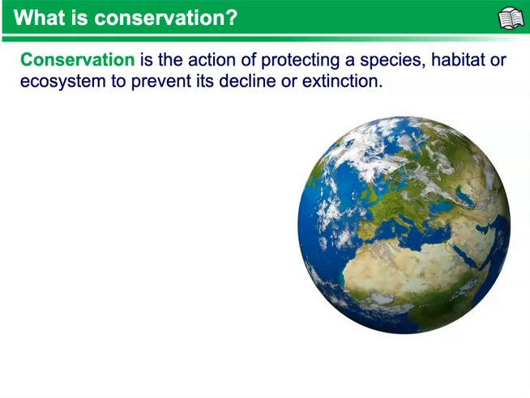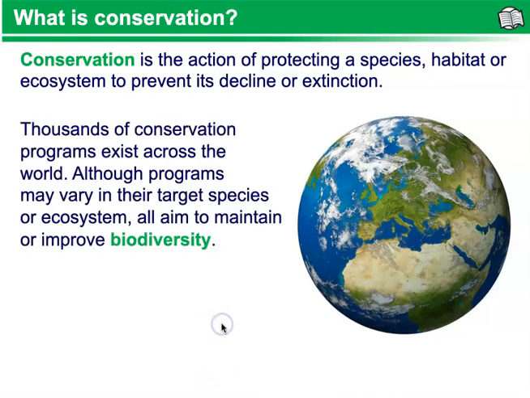As a reminder, biodiversity is the variety of different species of living things in a particular habitat or ecosystem. We are going to look into conservation and conservation efforts in this lesson as we talk about maintaining biodiversity. Conservation is the action of protecting a species, habitat, or ecosystem to prevent its decline or extinction.